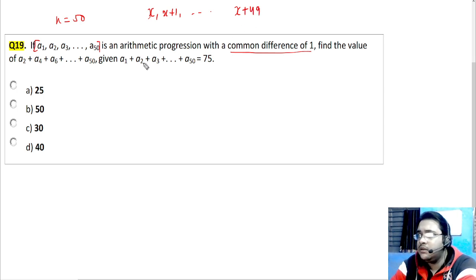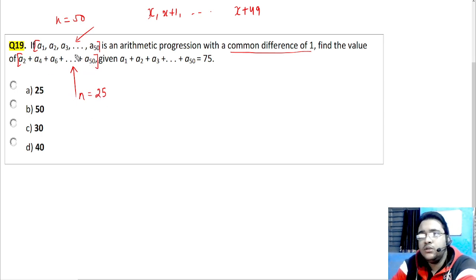Now the value of a2 plus a4, a6 all the way till a50. The first inference you have to make is how many terms are going to be in that expression. If you pay attention, this is a2, a4, a6, so every alternate term is there. In the parent sequence a total of 50 terms were there, and every alternate term is taken, so the number of terms in sequence 2 is going to be 25.